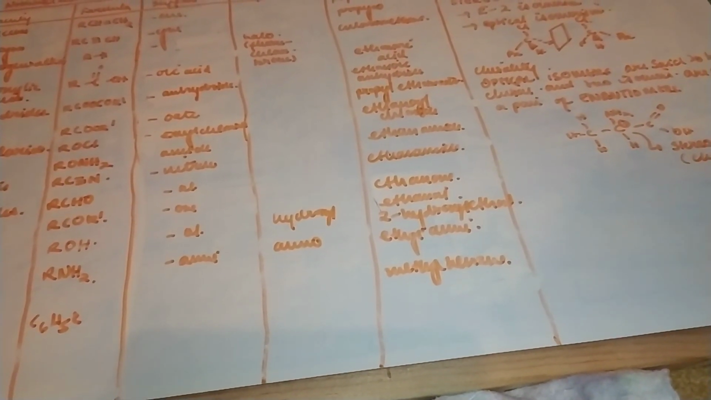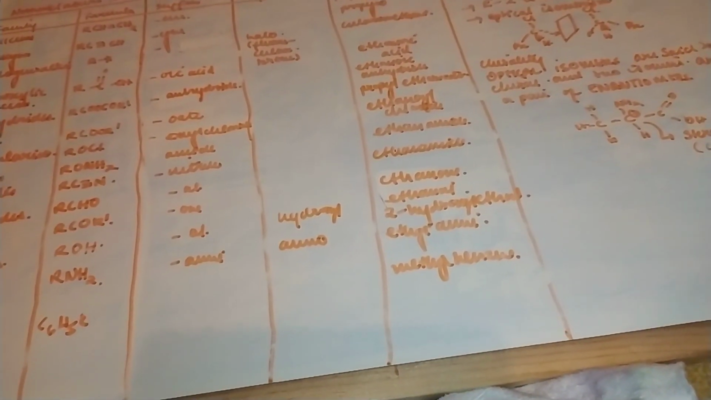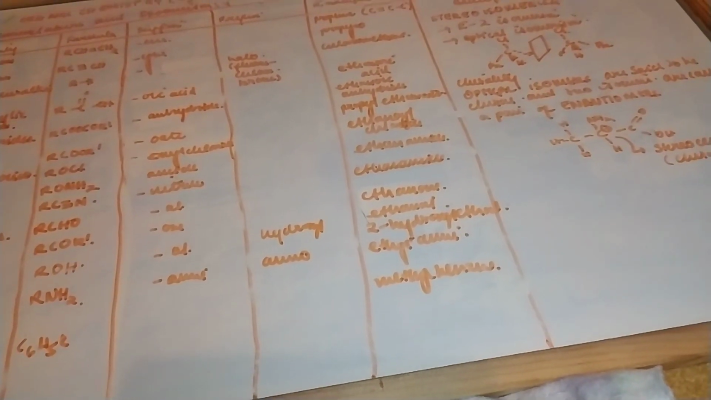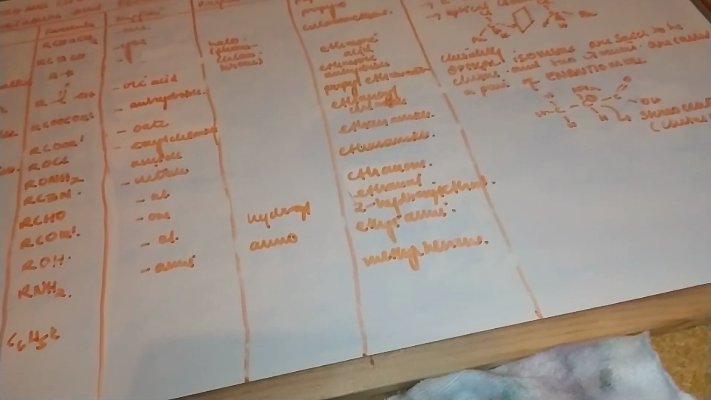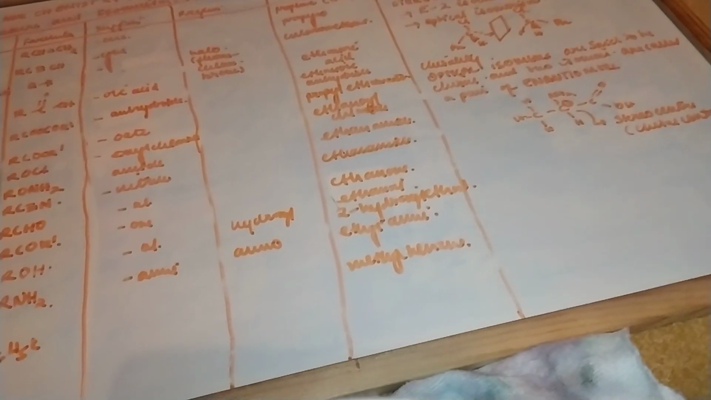Talking about our last one, which is the arenes compounds, taking methylbenzene as an example. Now, we've talked about the alkenes in our previous videos, and we've talked about the halogenoalkanes as well.